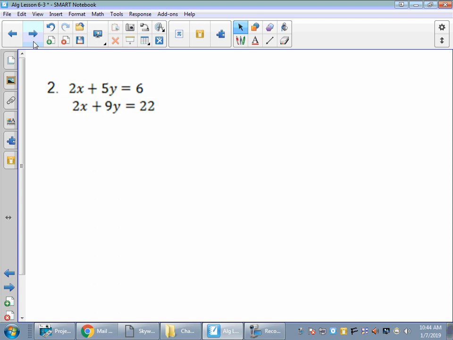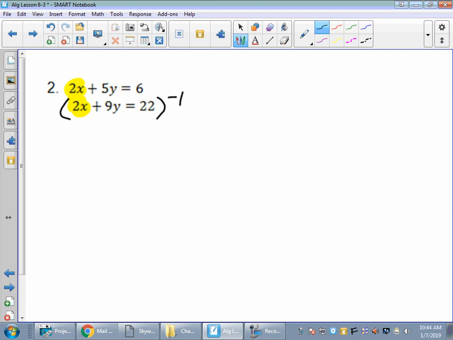In this case here, we've got 2x plus 5y equals 6. We've got 2x plus 9y equals 22. So when I look at my coefficients, I've got the same right here with the 2x, but they're not opposite signs. So this is the case where I'm going to have to multiply one of these equations by a negative 1. And I'm going to multiply the second one by a negative 1. But I have to multiply everything by the negative 1 here.